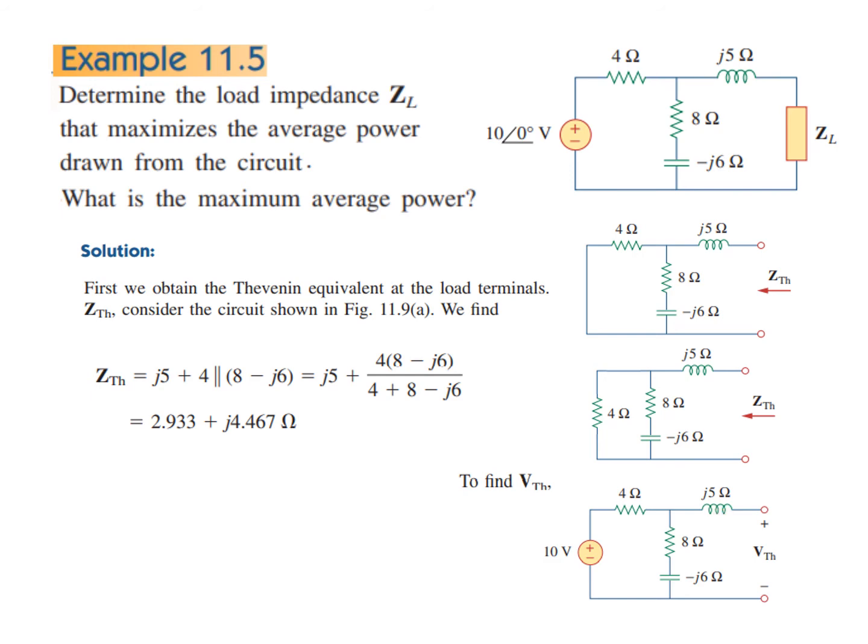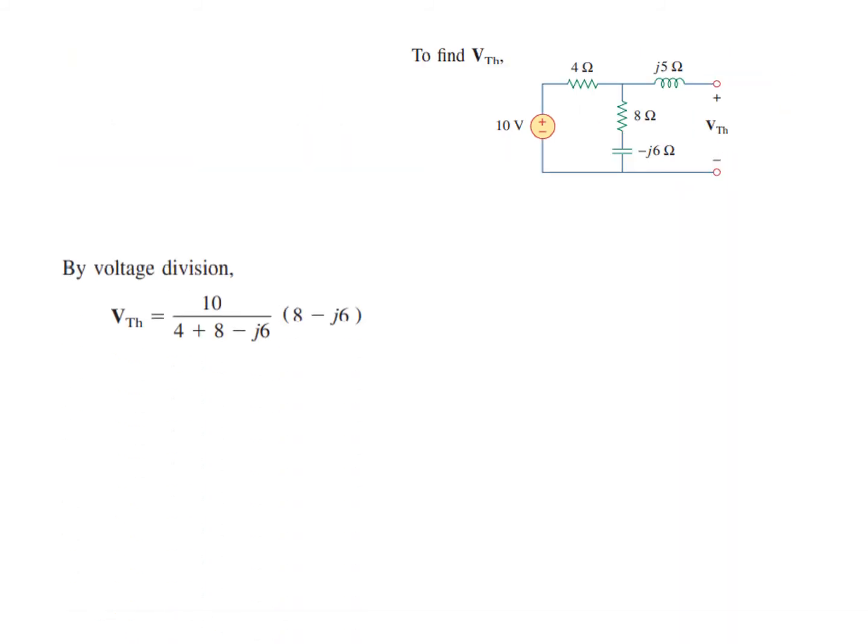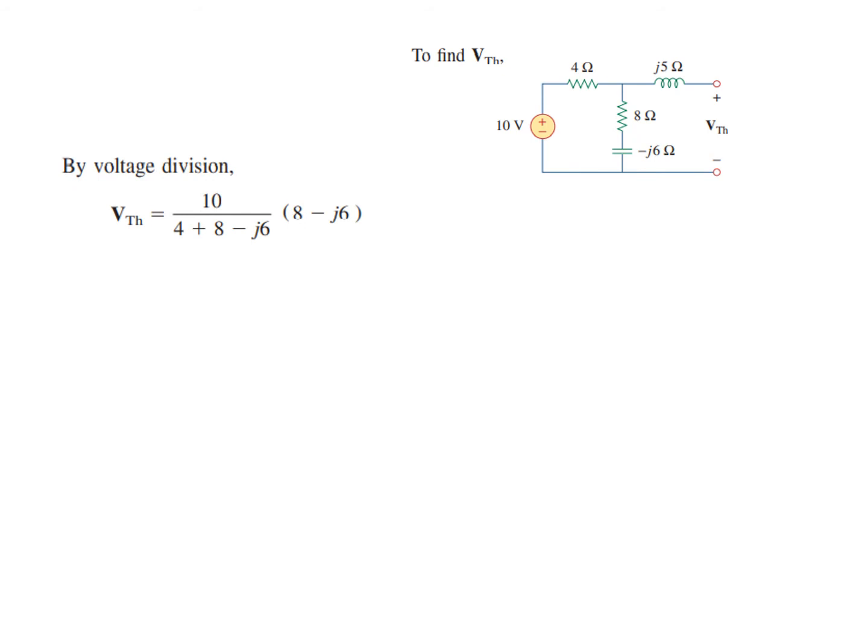So by voltage division rule we can find the voltage here. By voltage division, total voltage divided by total impedance, and multiplied by the arm across which we need to find the voltage. So 8 minus J6, and this is the answer for the V Thevenin.